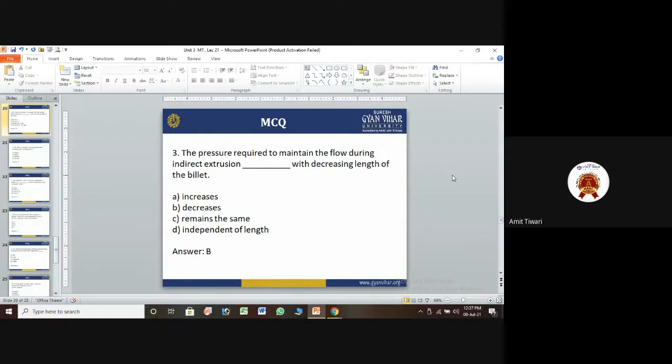Third question: the pressure required to maintain the flow during indirect extrusion, with the decreasing length of the billet, dash. The options are A increases, B decreases, C remains the same, and D independent of the length. The correct answer is B, decreasing. So we can say that the pressure required to maintain the flow during indirect extrusion is decreasing with the decreasing length of the billet.